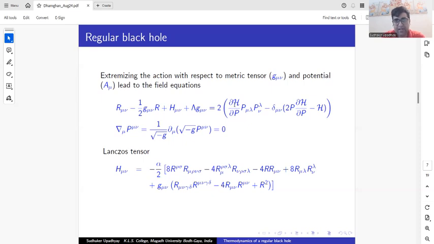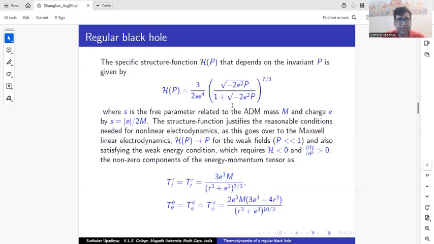Where this H, the explicit form of this structure function, we'll consider later in the next slide. And you can see here that this is basically the equation of motion corresponding to the nonlinear field, this A mu nu, which is a vector field. So we'll find the explicit expression of this H, what we have considered. So here we have considered the expression for a structure function.